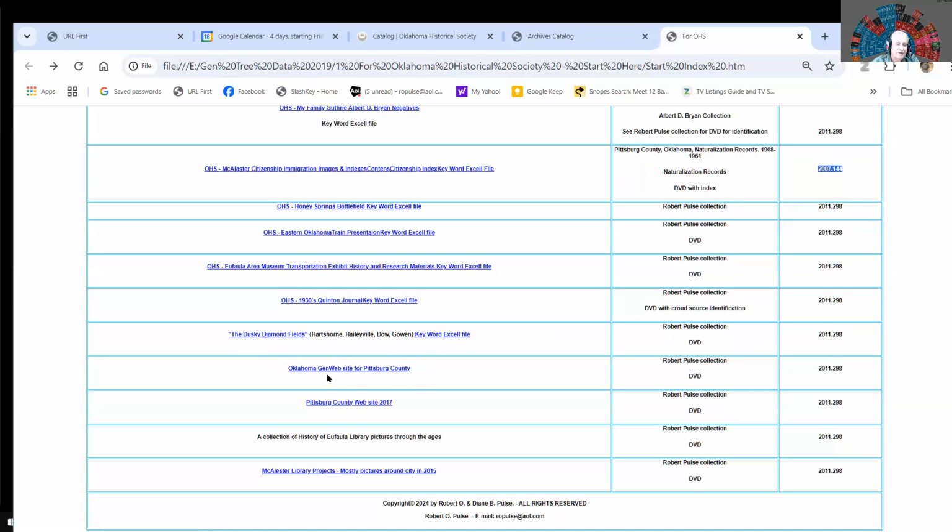Here's a DVD of the Oklahoma Gen website for Pittsburgh County. I managed that site until about 2007, 2010, something like that, and this is a copy of that site at that time. Pittsburgh County Gen website, I discontinued managing that in 2017. So this was after that, so this may be 2020. Collection of the history of Eufaula Library.